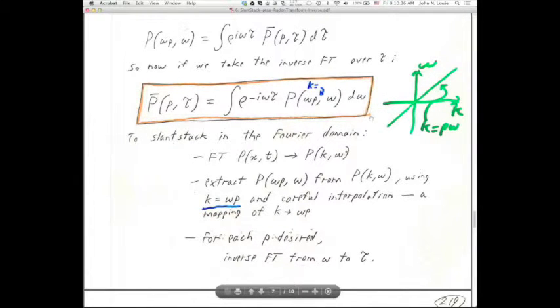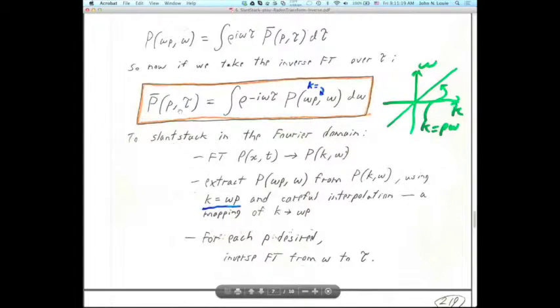All right, and then we derive this second integral, here expressed continuously, but we know how to do it as a summation in the discrete omega and discrete k domains as well. So this integral here is really just an inverse Fourier transform from omega to tau. It gets us the trace at one constant p for all tau, the slant stack. Okay, so that's what's on the left. P bar is the slant stack.